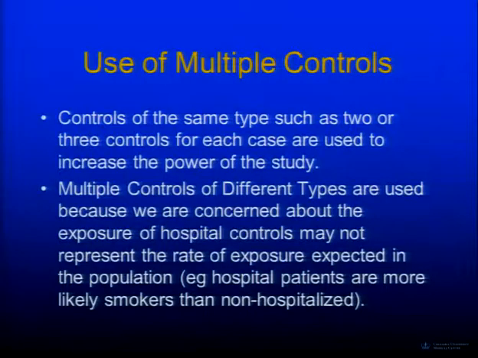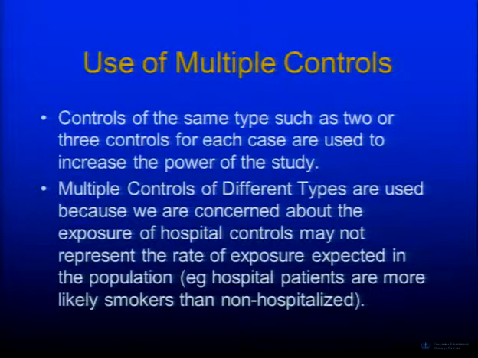Another issue in control groups is the use of multiple controls. We've talked about this a little bit so far, but you can have controls of the same type, like two or three controls for each case, and that's simply to increase the power of the study. You have more controls, you're going to have a higher power. This is often done because you want to make sure that if there's any bias in your control group, it gets washed out by having more controls per case.